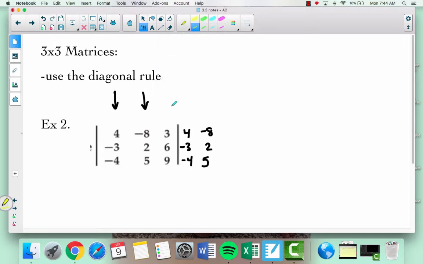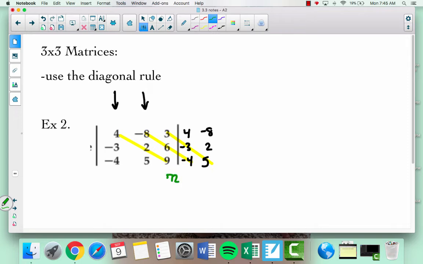We're going to start off by working with the top, going top down, so 4, 2, and 9. Then negative 8, 6, and negative 4, and then 3, negative 3, and 5. We're going to do all three of those diagonals and then add those numbers together to get the one number at the bottom. So 4 times 2 is 8, 8 times 9 is 72.